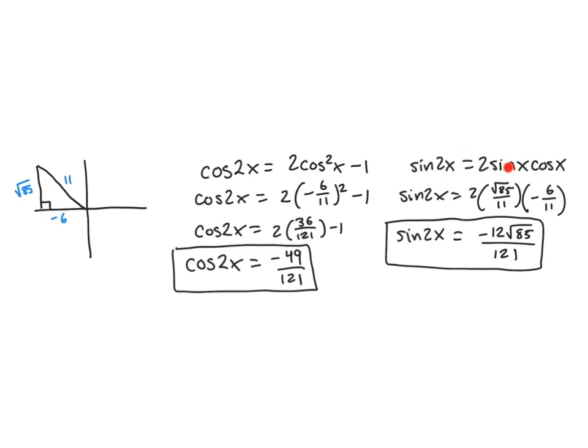Here's the double angle formula for sine. Remember, you need to use your little angle to find the sine of x. So sine is opposite over hypotenuse, so root 85 over 11. And then you just simplify to get negative 12 root 85 over 121.